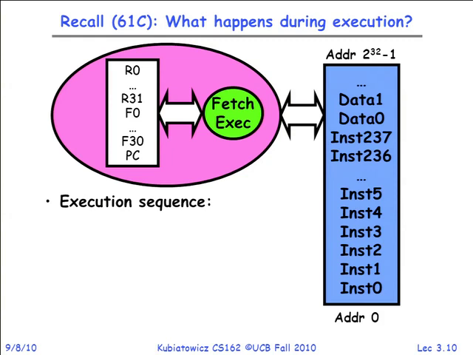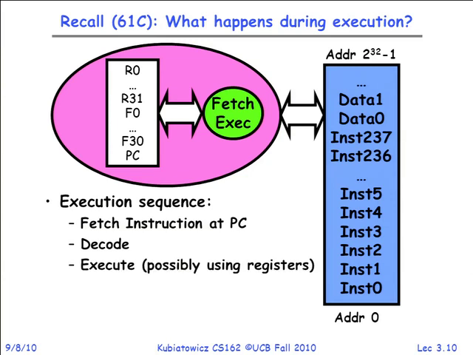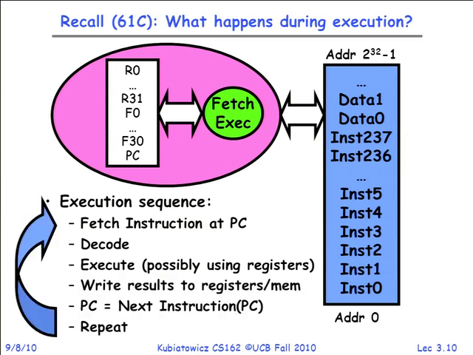So what's the execution sequence here? Well, you fetch an instruction at the PC out of memory. You decode the instruction. You execute the instruction, possibly updating registers. You write results to registers or memory. You compute the next PC. You stir and repeat, over and over again. And as a result, you've executed something. Is that reminding everybody of 61C?